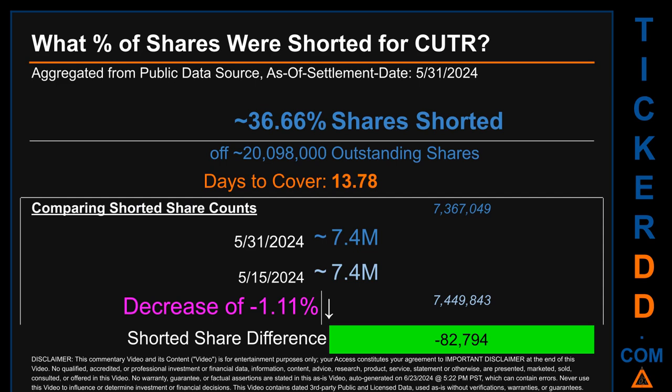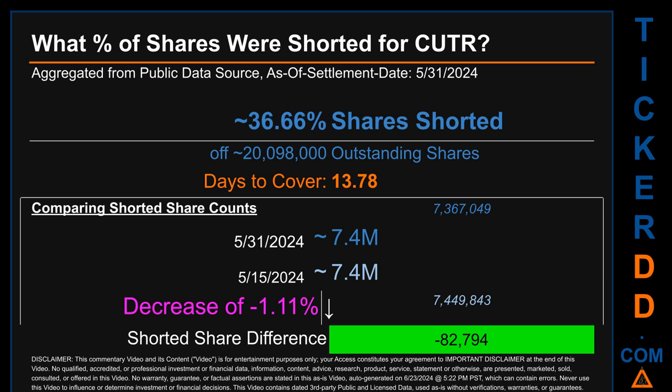What percentage of shares were shorted for CUTR? For the 2-week period, ending on settlement date, May 31, 2024, about 7.4 million shares of CUTR were shorted out of a total of approximately 20.1 million outstanding shares. Therefore, for CUTR, based on as is discovered, public data when this video was generated, the ticker has a short interest of roughly 36.66%, which I got by taking the number of shorted shares and dividing it by the number of outstanding shares to get the percentage value.